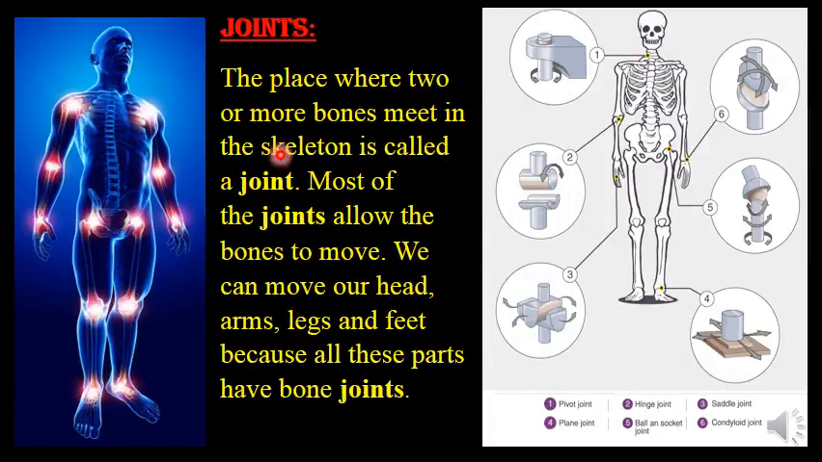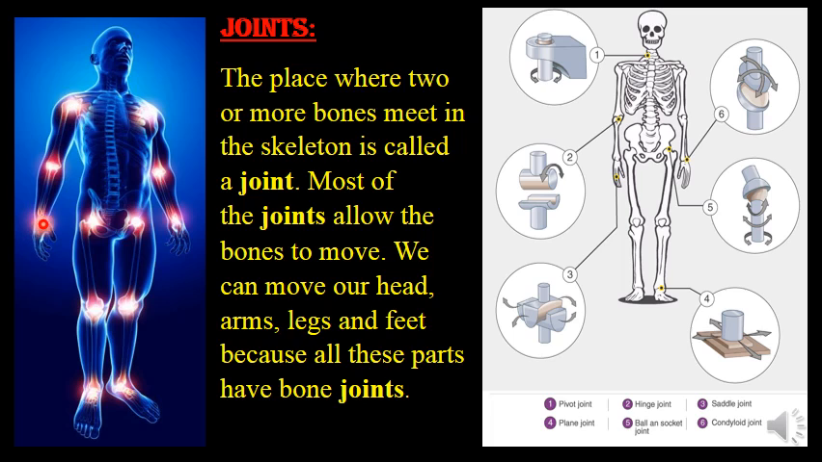Now in this topic we are going to discuss about joints. What are joints? Let us see. The place where two or more bones meet in the skeleton is called joint. The place where two or more bones join. Here you can see this. In our arm we have three different types of joints. Here two bones meet in one particular place. This is called as joint.